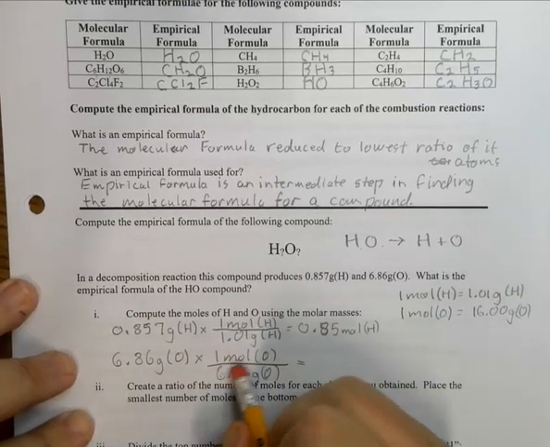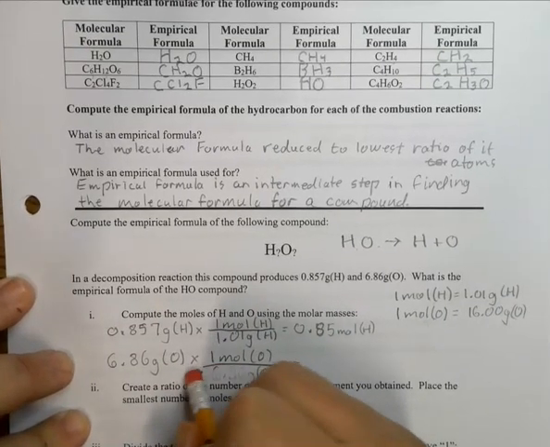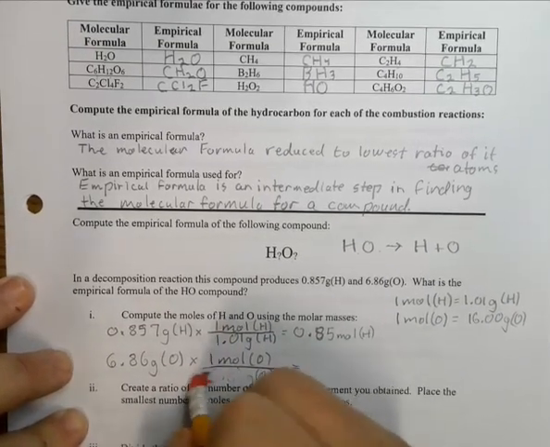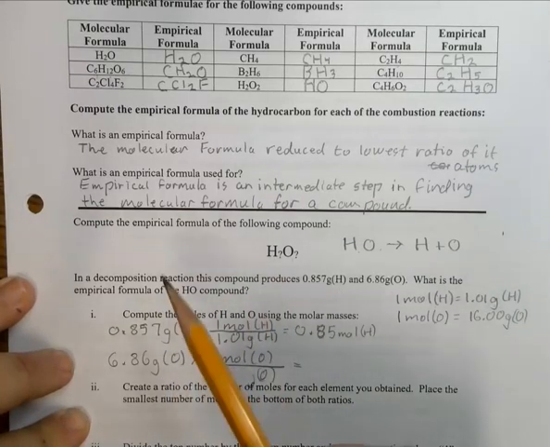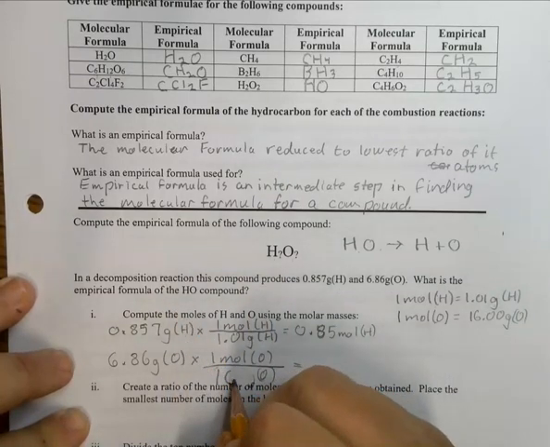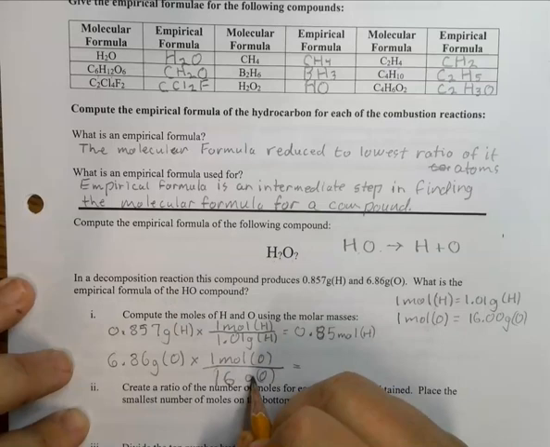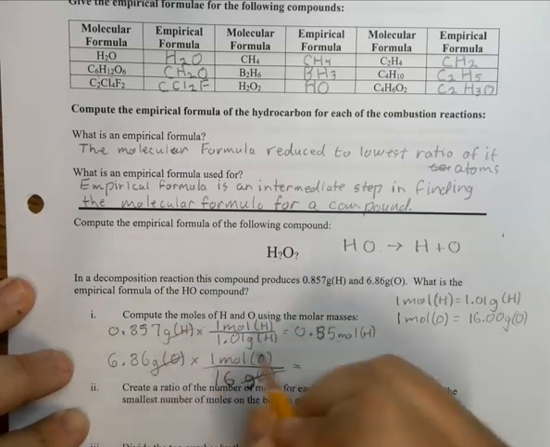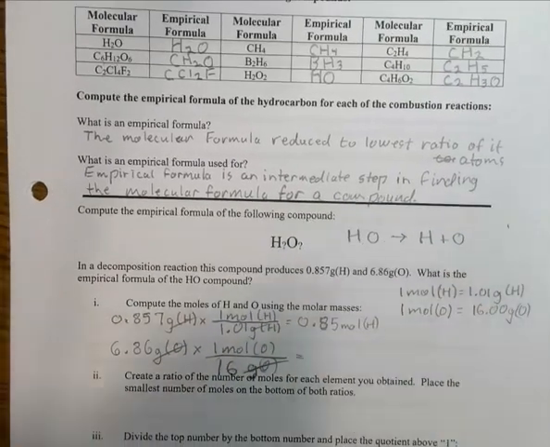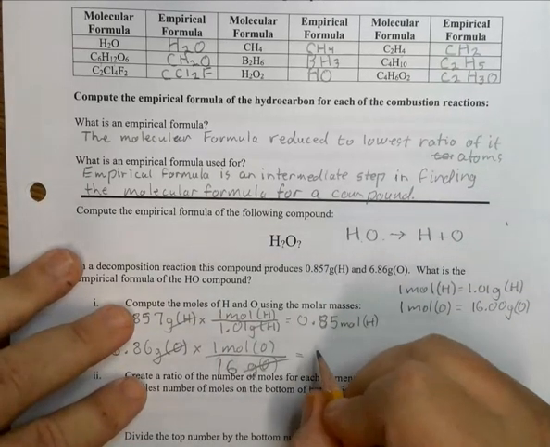Oops. Okay. Mistake I make all the time, be careful. Not the molar mass, 16. Grams cancel with grams. Put them there too. And we get 0.43.